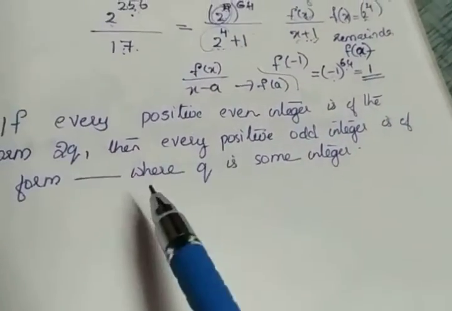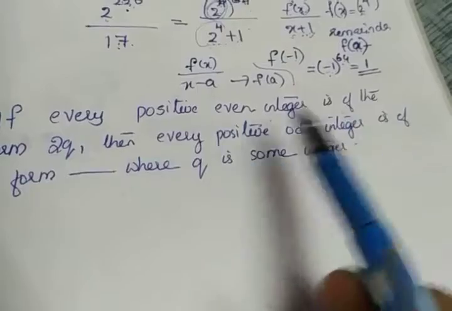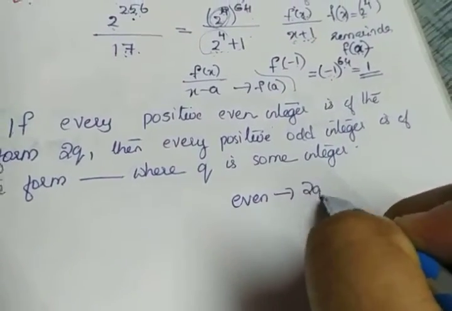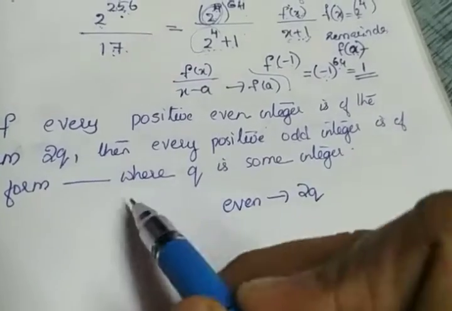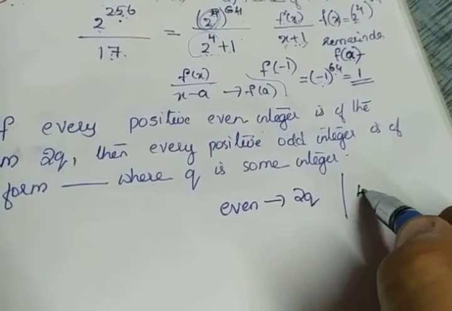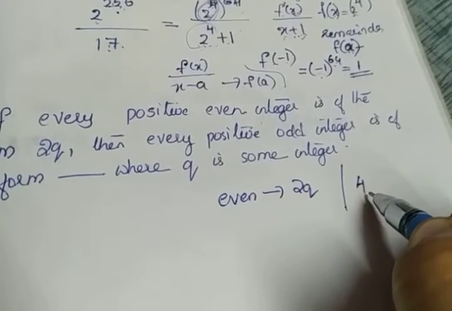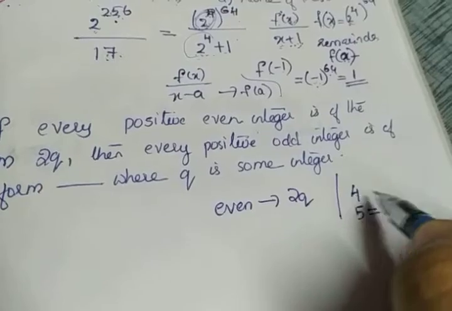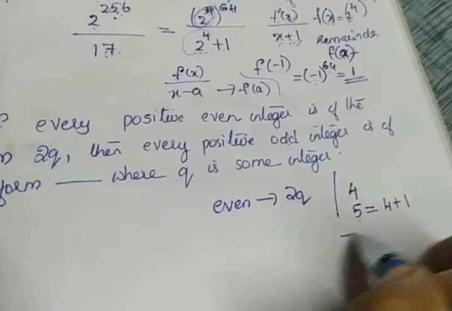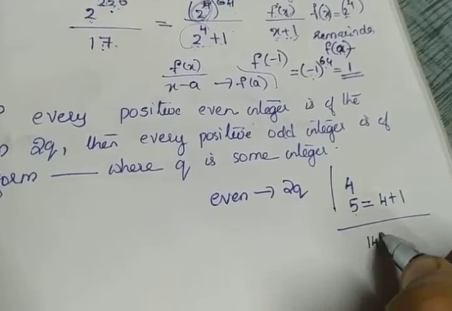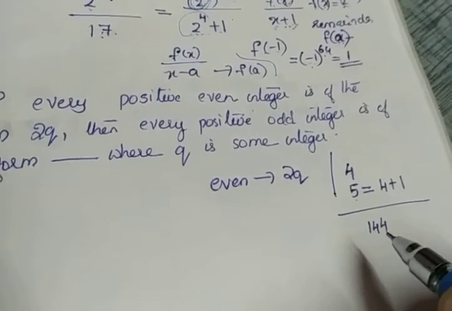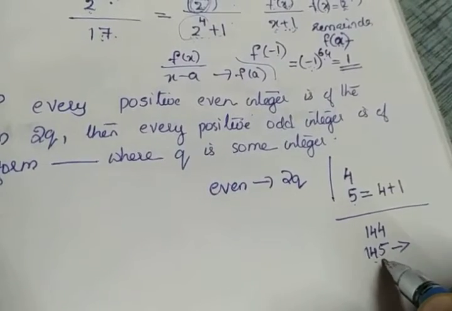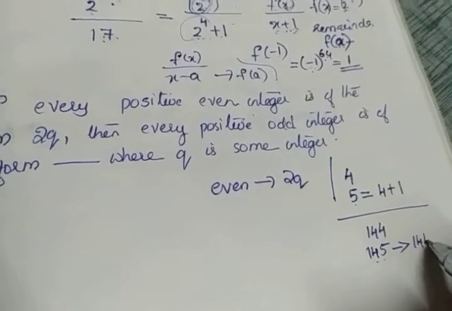Now, the next one. If every positive even integer is of the form 2q, then every positive odd integer is of the form. Suppose we are taking an even integer 4. What is the next odd integer nearer to 4, which is 5? How can we express 5 in terms of 4? It will be 4 plus 1. Suppose I am taking another even integer 144. The next odd integer nearer to 144 is 145. How can we express 145 in terms of 144? It is 144 plus 1.